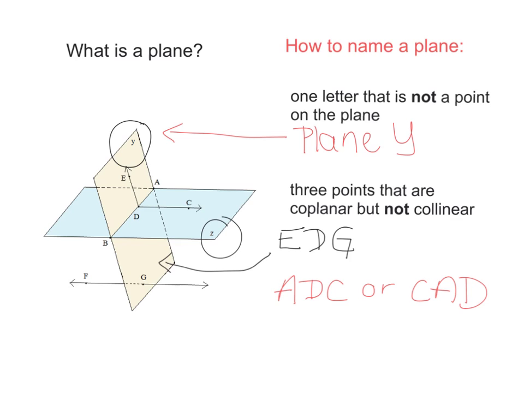However, I cannot name the blue plane ADB or any combination of these 3 collinear points. And there's a couple reasons for that. One is if you look at the plane, that A, D, and B, they all lie on the line where the 2 planes intersect. So if I asked you which plane is ADB, you wouldn't be able to tell me because those 3 points are on both the beige and the blue plane. So we use at least 1 point that's not collinear to the other 2 so that it's less confusing.